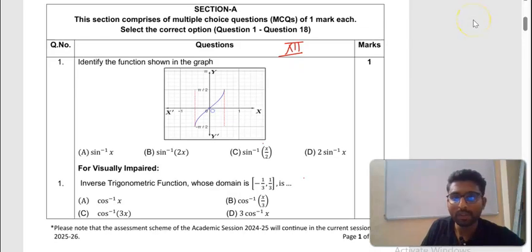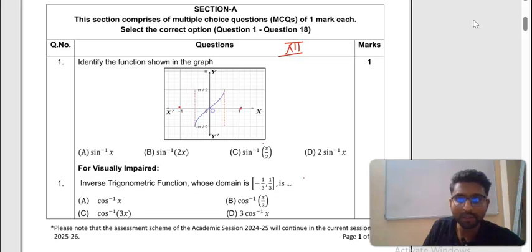In question number 1, it is given: identify the function shown in the graph. You have to identify the given function. See, here it's -1, it's 1, and here pi by 2 and minus pi by 2. So we know it is a sine inverse x function. Okay, so what is the range of x?